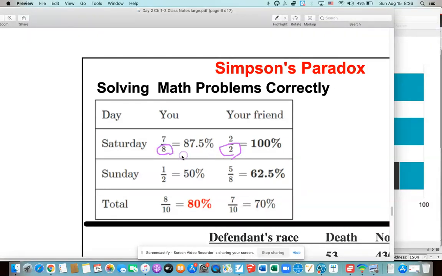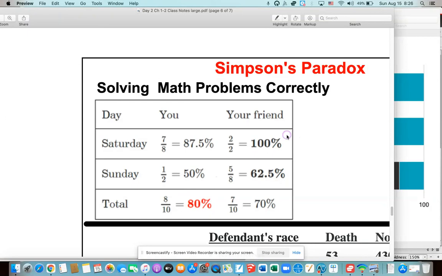He only did 2, he or she, and you did 8. So that's where the problem comes in. On Sunday, you did 2 problems and you got only one of those right. And so you get 50%. Well, your friend did 8 and they got 5 of them right, and they have 62%. So on Saturday, they got 100% right. You only got 87. On Sunday, they got 62% right and you only got 50.